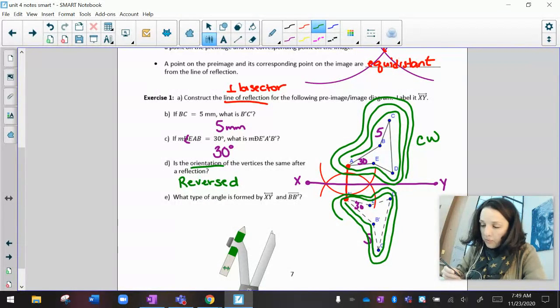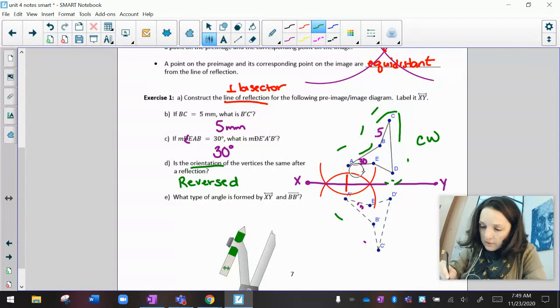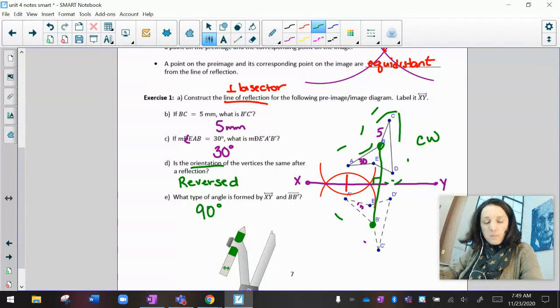And then it says, what type of angle is formed by XY and BB prime? All right, XY and BB prime. Let me try to draw that here. So let's see. If I connect B to B prime, what type of angle is right here? Well, if I could draw a straight line, that's a 90-degree angle. Okay.